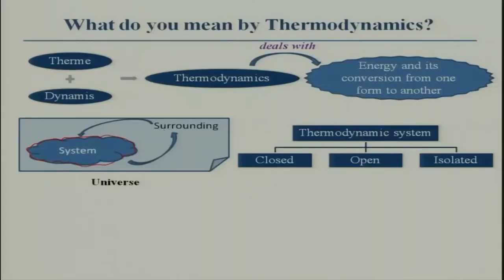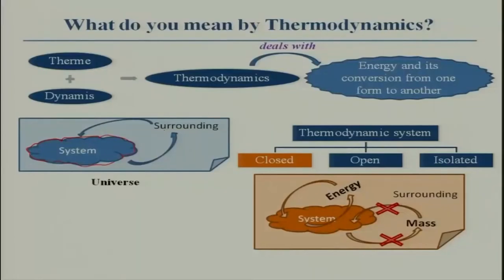When I say closed system, what do you mean by that? Basically, there won't be any mass exchange between the system and surrounding. However, there will be energy interaction taking place. For example, if this is your system and there is no mass interaction between system and its surrounding, but there will be heat exchange taking place. If you recall, in the last two lectures we had discussed two calorimeters. Are you getting?